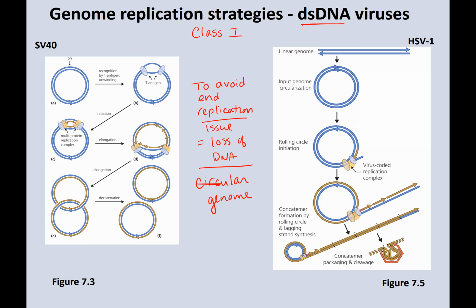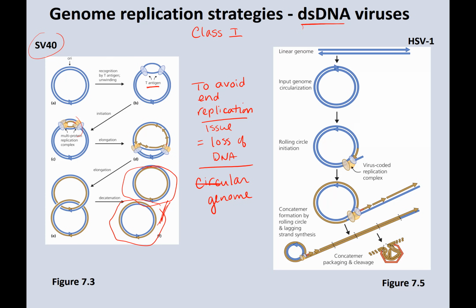And so this is just 2 examples. SV40 has a circular double-stranded DNA genome. So it encodes, for example, the large T antigen, which recognizes the origin of replication and recruits replication enzymes, and then replication just happens, copying both strands, and you end up with 2 double-stranded circular genomes that could then eventually be encapsulated.